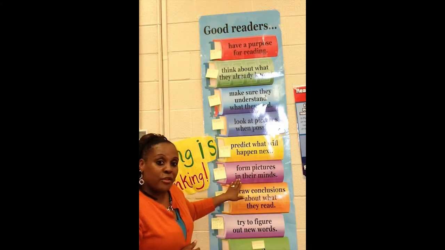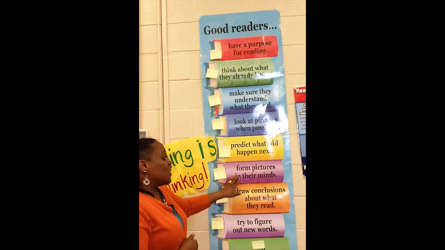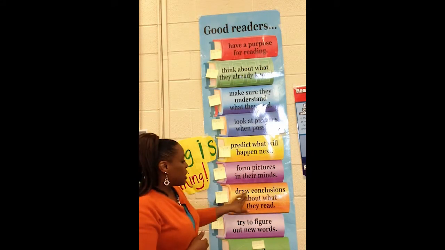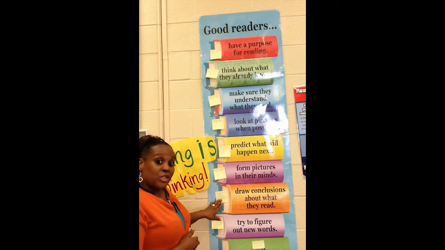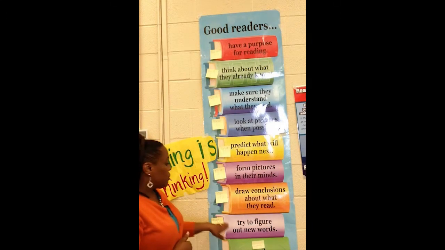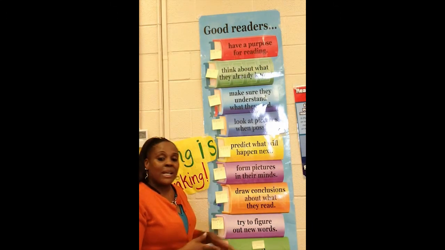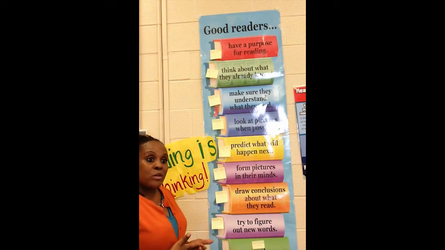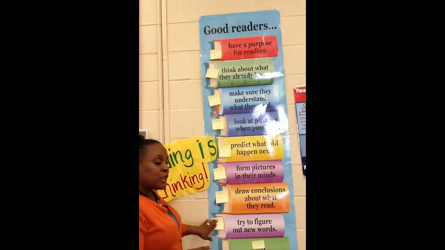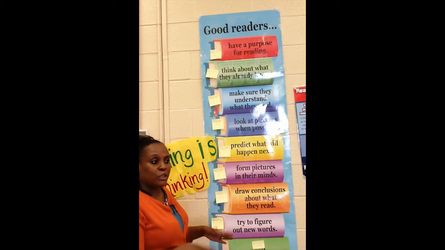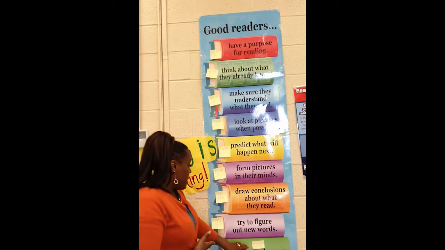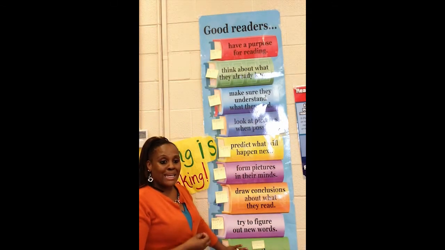Good readers form pictures in their minds. That is visualization, which is a fix-up strategy, which is figure 19C. Good readers draw conclusions about what they read. That is figure 19D, because drawing conclusions is a type of inference. Good readers try to figure out new words. That is, they have word attack skills, either contextual analysis or morphological analysis. So that is 3.2, 4.2, 5.2, 6.2, the vocabulary standard to use context to figure out words. And then all good readers need practice.